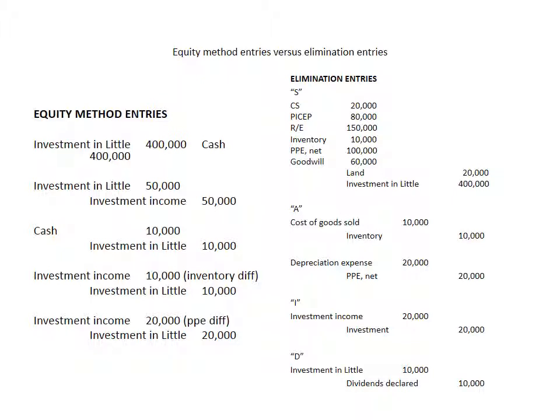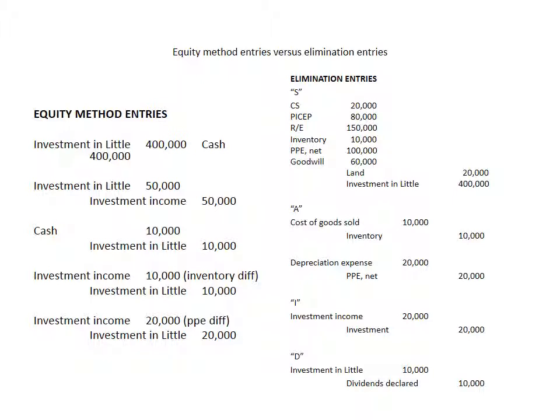Just want to compare real quickly equity method entries versus elimination entries, and more specifically the amortization entries. Please note that on the equity method side, on the left-hand side, the bottom two entries are the amortization entries. $10,000 to amortize the inventory differential, $20,000 to amortize the property, plant, and equipment differential. Note that under the equity method, the amortization entry is an adjustment to our investment income and investment in Little accounts. Over on the right-hand side, under the elimination entries, we're actually adjusting the underlying items.